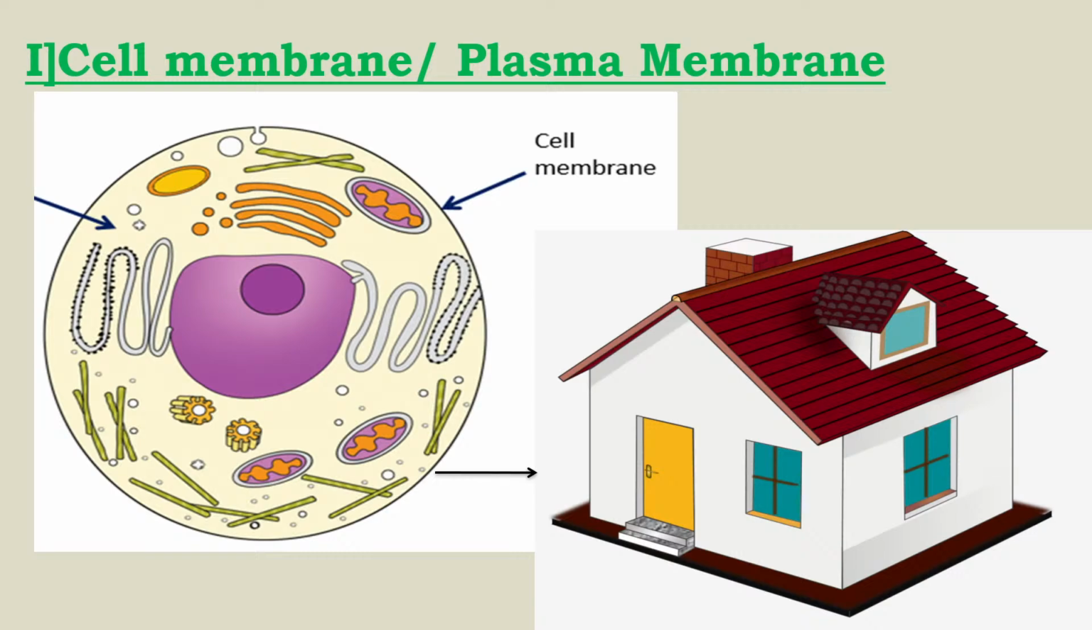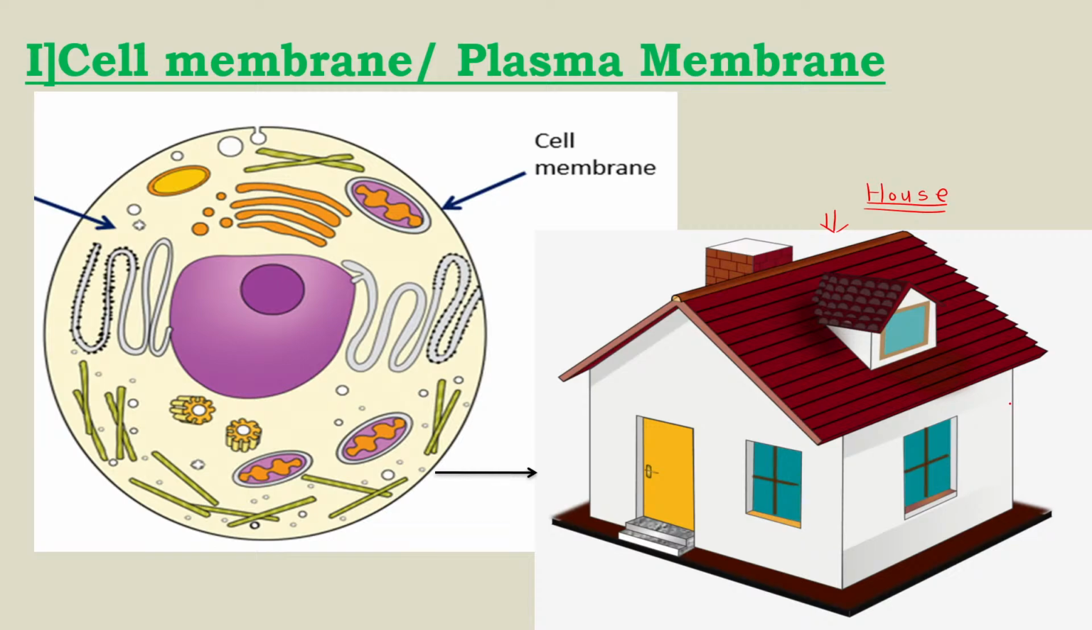Let us understand the first part, that is the cell membrane or the plasma membrane. Now I have put a picture of a house here. This picture is of a house. Now we know that houses are made up of walls, right?